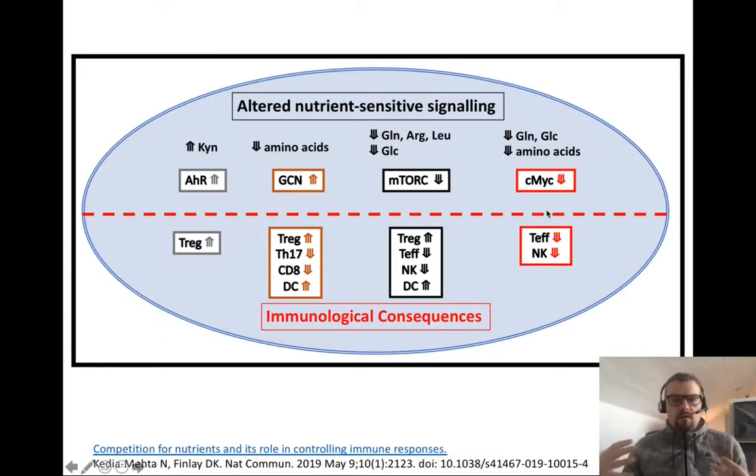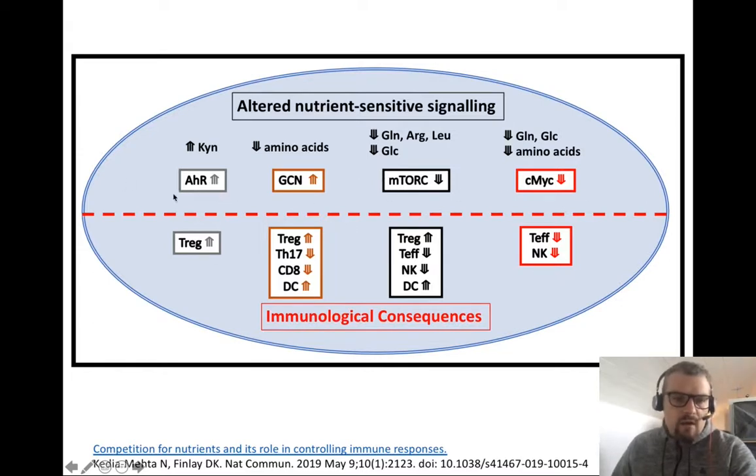Okay, so taking the whole picture, we have discussed how there are situations where certain nutrients may become depleted in the immune microenvironment, either through competitive use by other cells like tumor cells in the microenvironment, or through active enzymatic depletion of those nutrients, which is the case for arginine and tryptophan. And these have effects on key signaling pathways like aryl hydrocarbon receptor, which senses kynurenine, GCN2, which senses amino acids, and mTORC1, whose activity is altered by glucose, glutamine, arginine, leucine, and c-MYC, which is also sensitive to glucose and amino acids. So what are the immunological outcomes of all of these signaling changes?